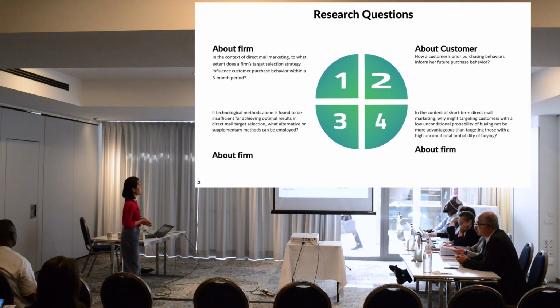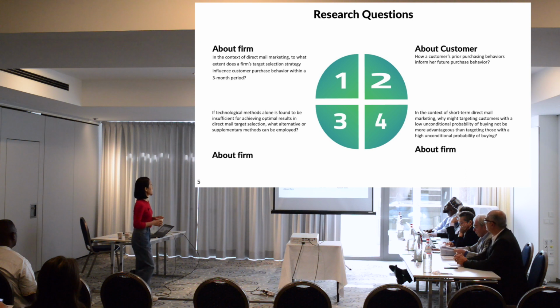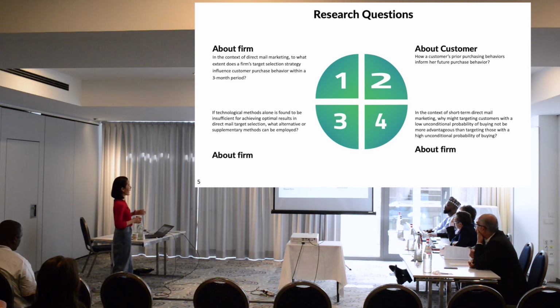Research question number 3 is about the firm again. If technological methods alone are found to be insufficient for achieving optimal results in direct mail target selection, what alternative or supplementary methods can be employed? Finally, it's about the firm again. In the context of short-term direct mail marketing, why might targeting customers with a low unconditional probability of buying not be more advantageous than targeting those with a high unconditional probability of buying? Notice unconditional probability of buying here refers to a customer's innate probability of buying without being exposed to any external marketing interventions.